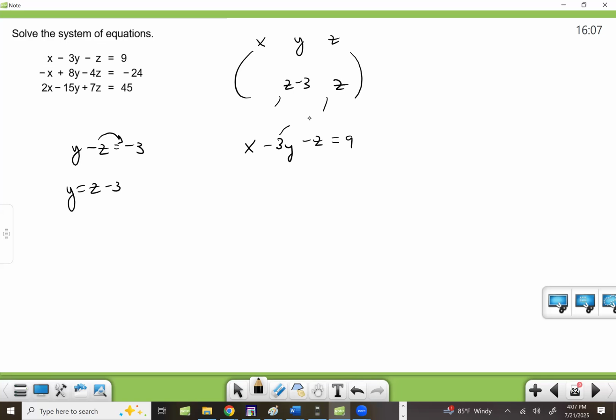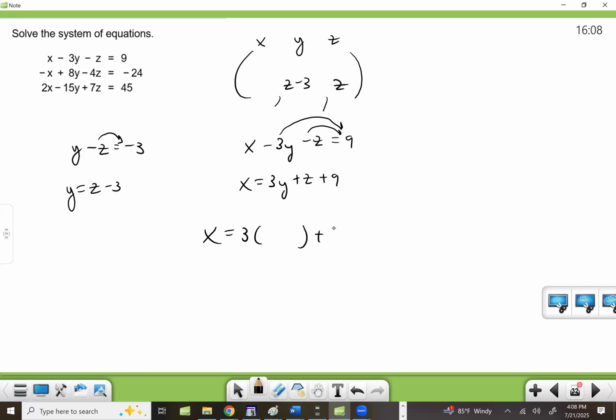So we're going to have to add the 3y over and add the Z over. So on the other side, they'll both be positives. But this isn't allowed to be plugged in because remember, you can only use one variable in your ordered triple, and the variable we've chosen is Z. So I'm going to have to get rid of the Y.